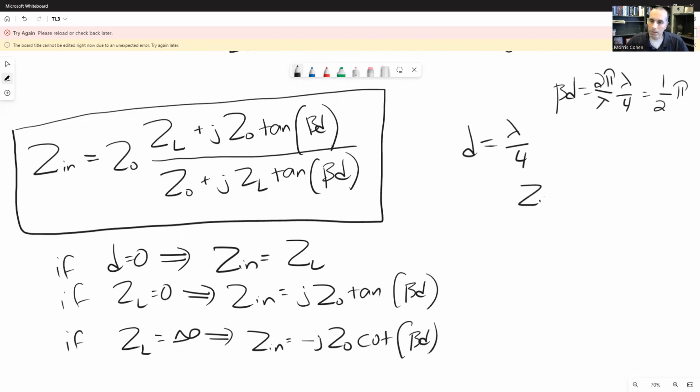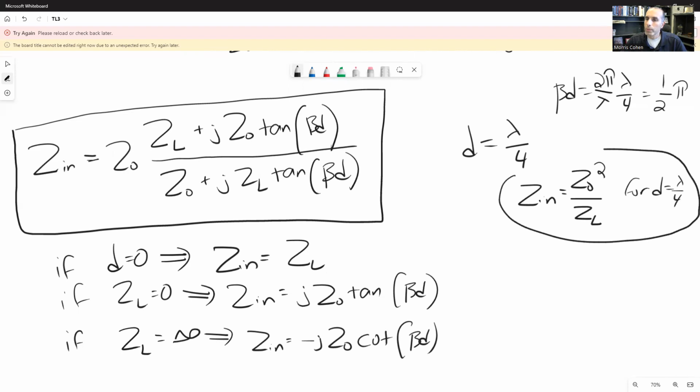you end up with Zin equals Z0 squared over ZL. Specifically for d equals lambda over 4, the quarter wavelength point. I want you to remember that one. This one is definitely worth memorizing. At the quarter wavelength point, you have this sort of magical inversion of Zin. I'm going to show you in a minute what exactly this means. It is Z0 squared over ZL.